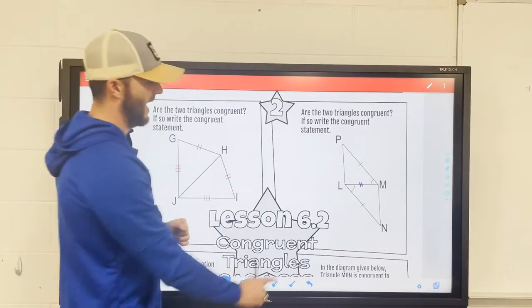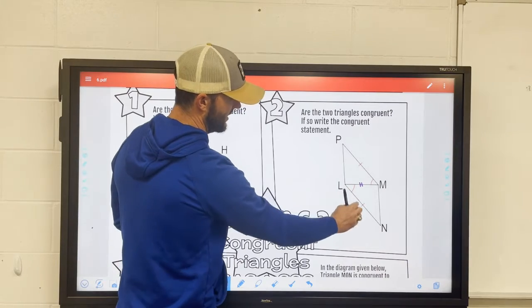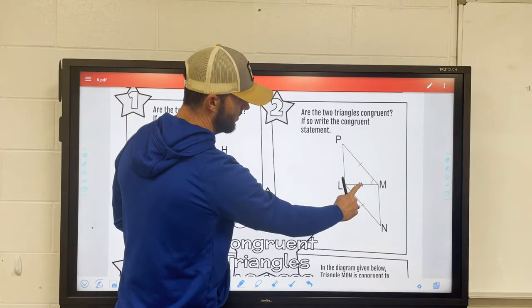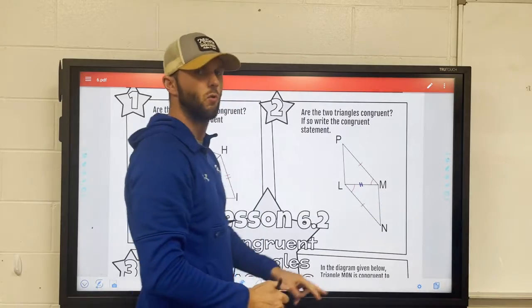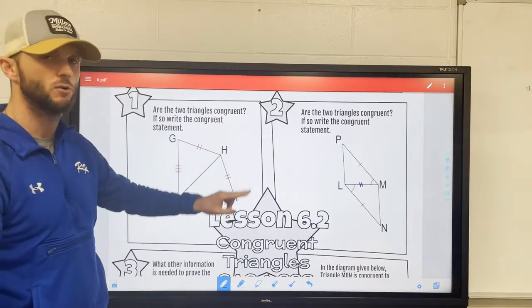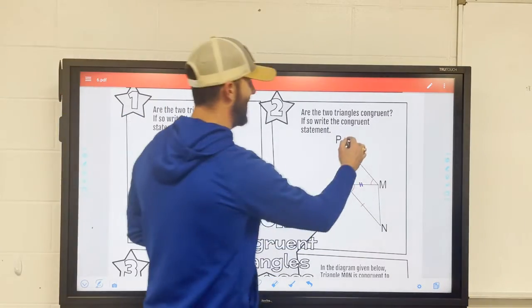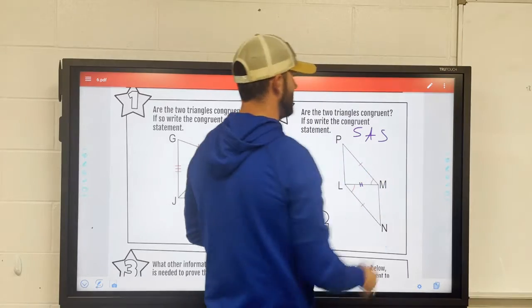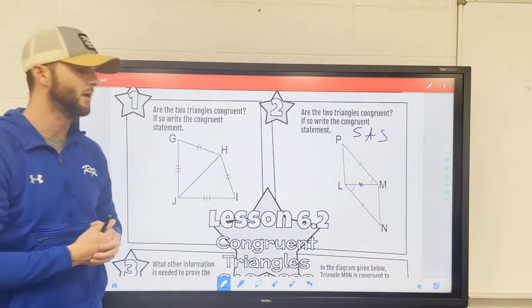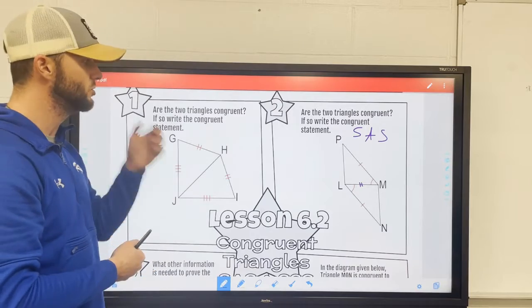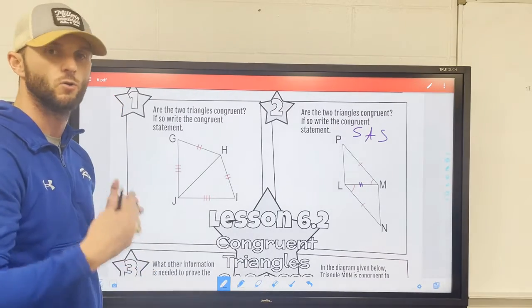So if I look, I have side angle side, so 1 angle 2, 1 angle 2. So that's going to be the same order. So that means these 2 triangles are going to be congruent by side angle side, because the angle is in between the 2 congruent sides here, okay? So let's go ahead and look. Now that I know the 2 triangles are congruent, I need to write the congruent statement.